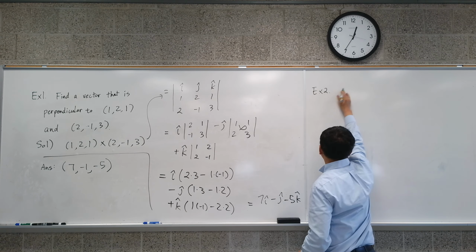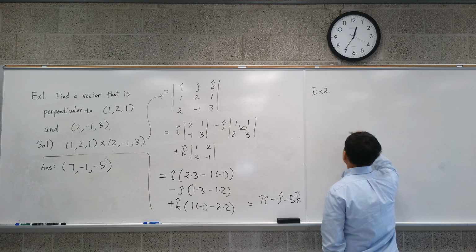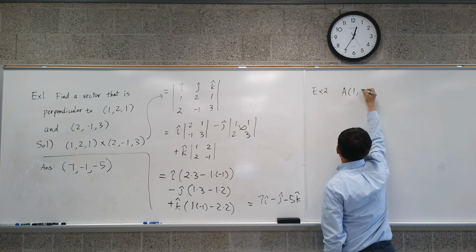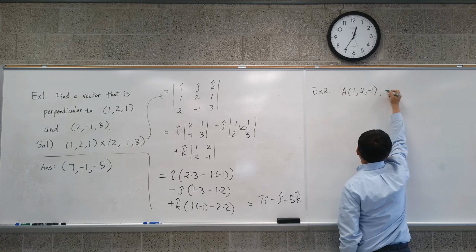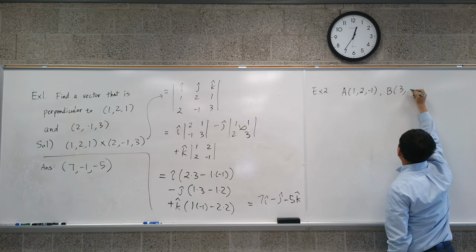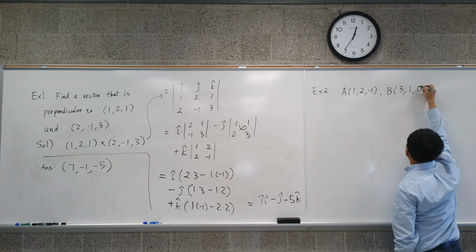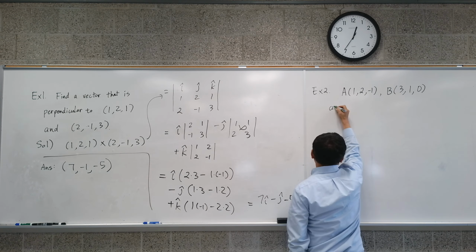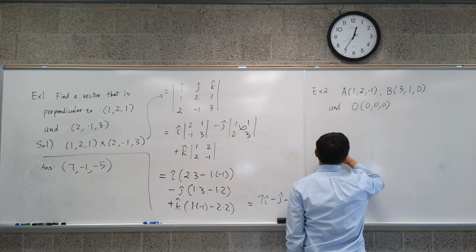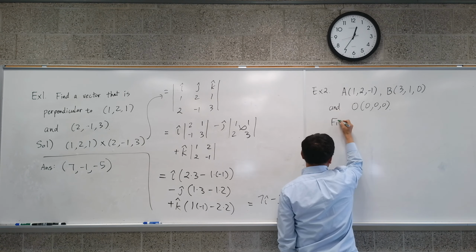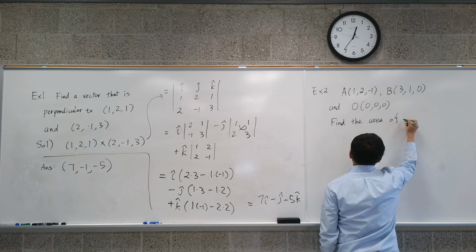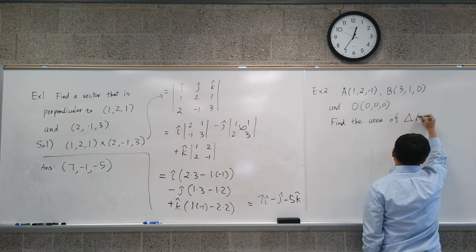Example 2. If you have A = (1, 2, -1), B = (3, 1, 0), and O = (0, 0, 0), find the area of triangle ABO.